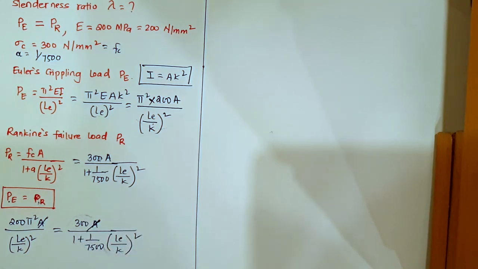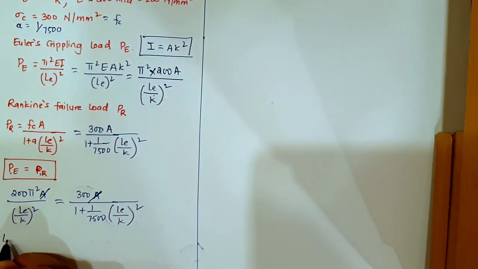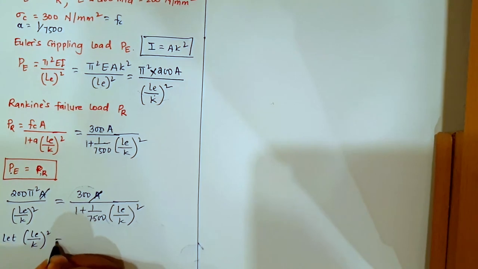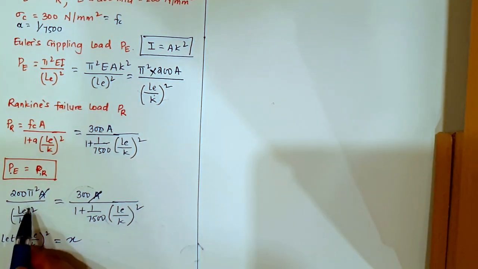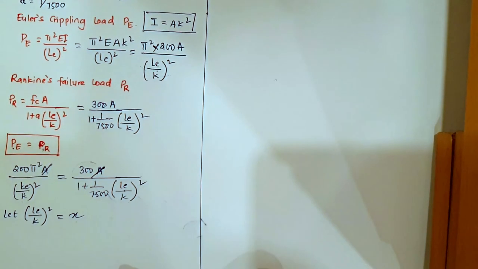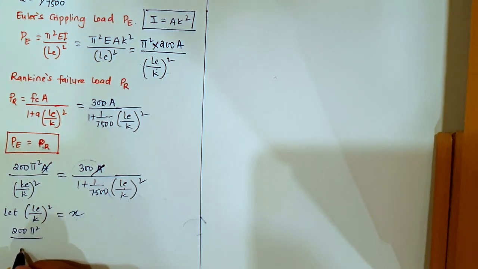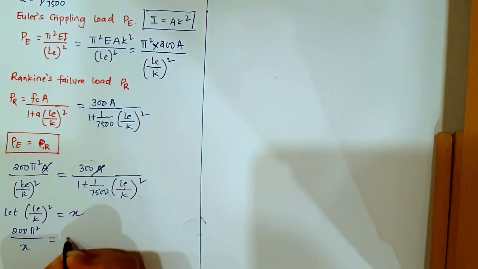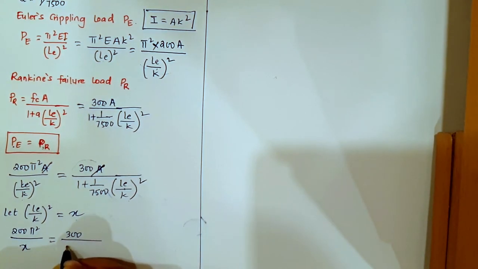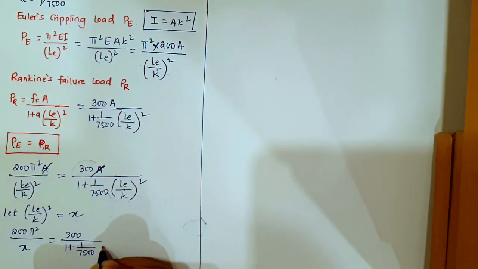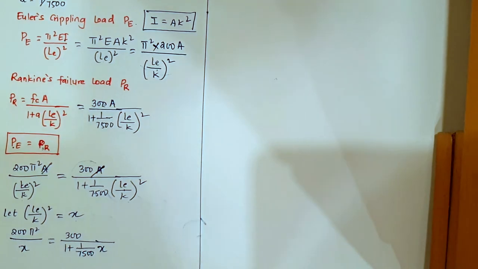Before I solve for this one, let me assume that (LE by K) square be equal to X. Now I'm going to put the value X here, and here also X. So what will I get? It will be 200 pi square divided by X will be equal to 300 divided by 1 plus 1/7500 into X. This is what I will get.